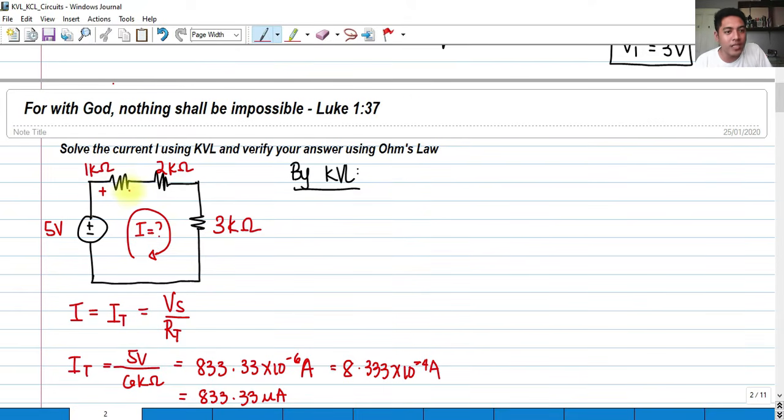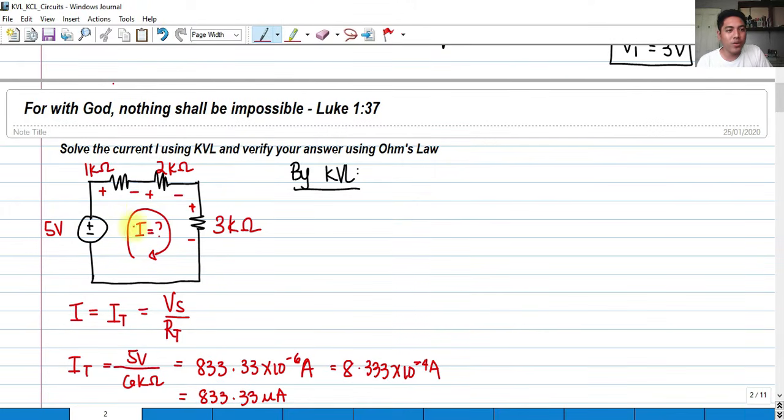So, therefore, we have a positive here and a negative here, because current flows from higher potential to lower potential. And for 2 kilo ohms, of course, current enters on the left side of the resistor and leaves on the right side. And in 3 kilo ohms, it enters here, so we have a positive sign here and it leaves here. So therefore, we can now write the KVL equation and find the total current using KVL.